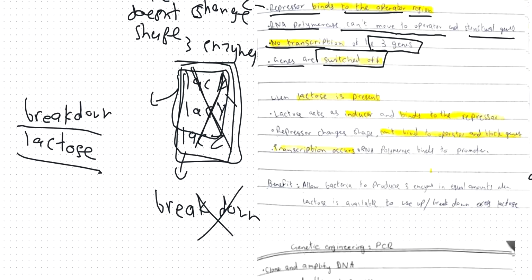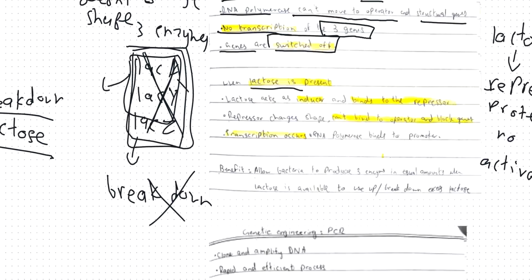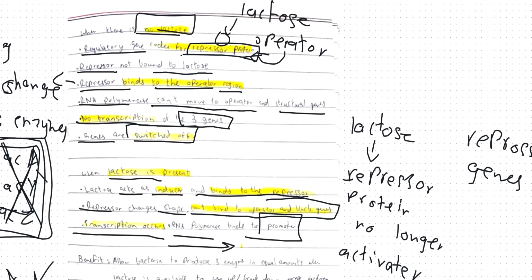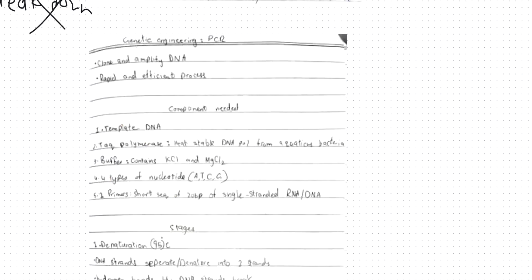But again, when lactose is present, lactose acts as something called the inducer and binds to the repressor protein. The repressor protein changes shape and can't bind to the operator and block genes. So it can't bind to the operator region, so you can't block the genes. So transcription happens and RNA polymerase binds to the promoter and can move forward. So yeah, this was lac operon. You have to know all of this.